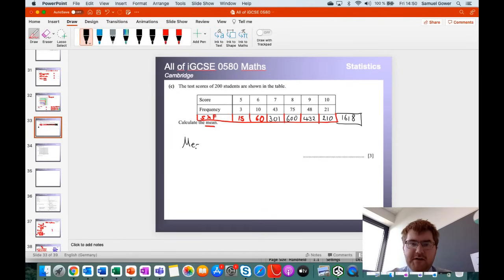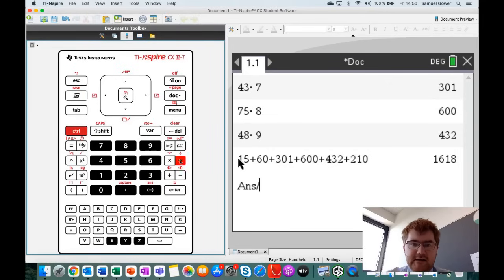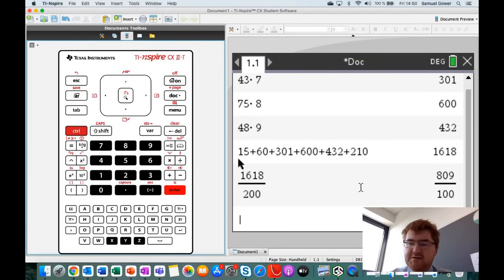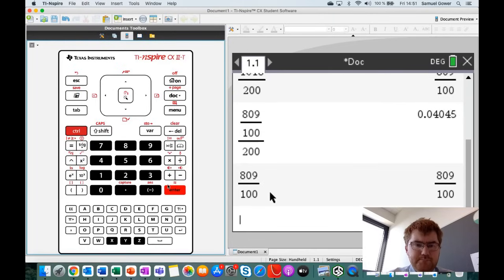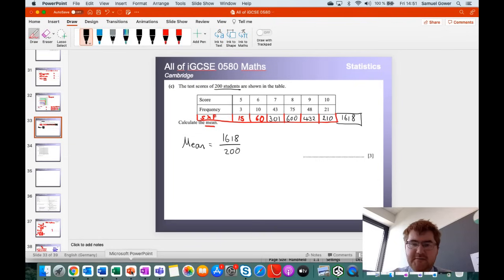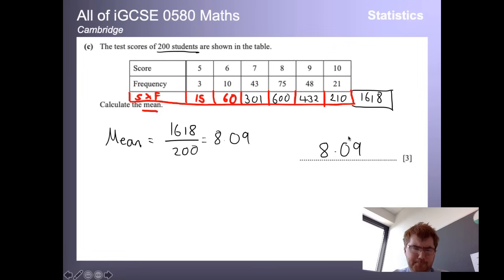And so to work out the mean from this, we do 1618 divided by the total number of students, which is 200. So we're going to take that answer and divide by 200. I don't like fractions, so let's get a decimal. You can press Control Enter here to give you a decimal, but we can see this is going to be 8.09. So this is equal to 8.09, which is going to be our final answer for 3 marks, like so.